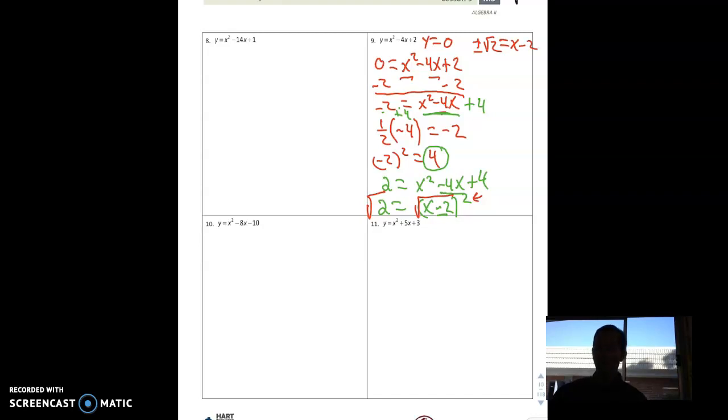Last step, I'm trying to isolate the x, so I'm going to add 2 to both sides. And then my final answer here, I'm going to get 2 plus or minus the square root of 2 is equal to x. But remember, that's actually 2 solutions. My first solution is 2 plus the square root of 2, and then my second solution is 2 minus the square root of 2. I'm going to do one last example on number 10.